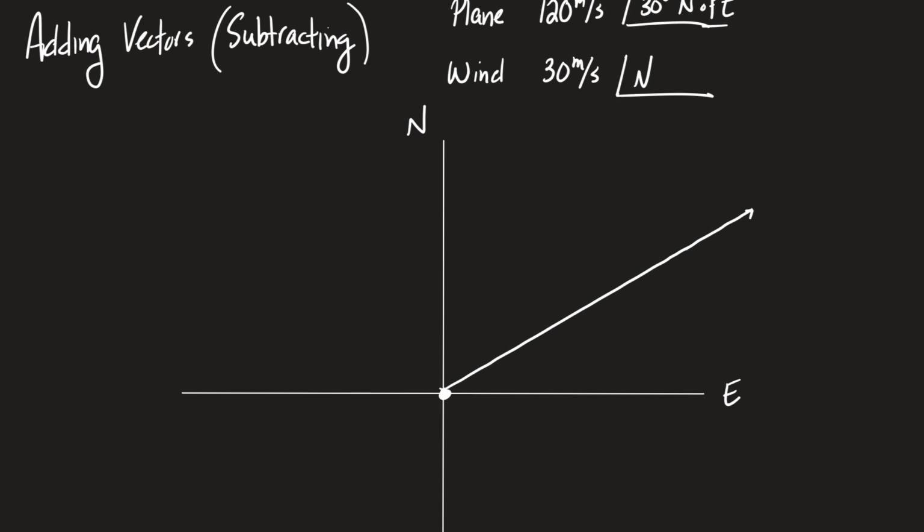So this represents 30 degrees and 120 meters per second. And this is the velocity of the plane. I assume you guys are doing the same. I'm going to move on to the wind here in a minute.